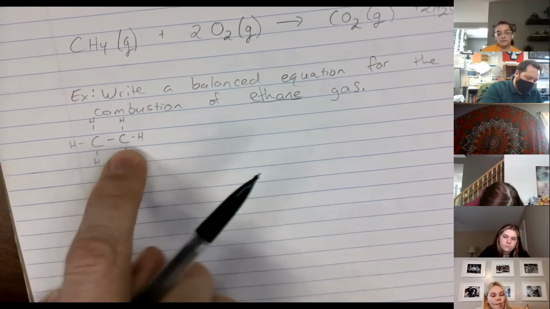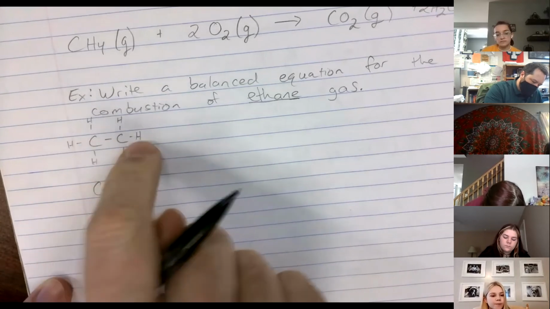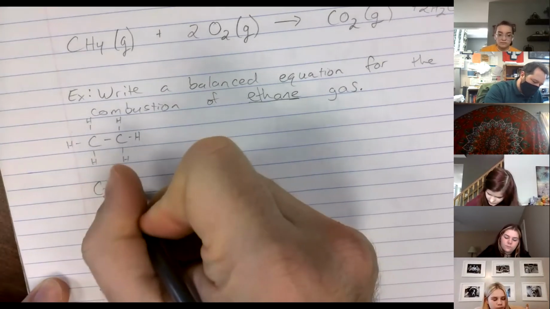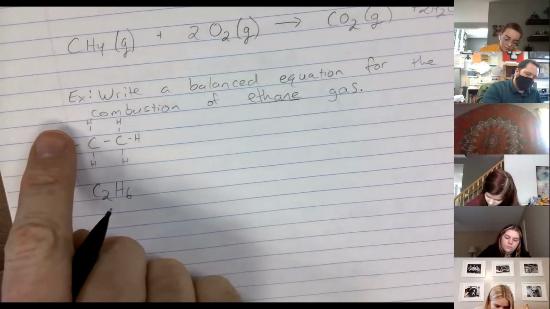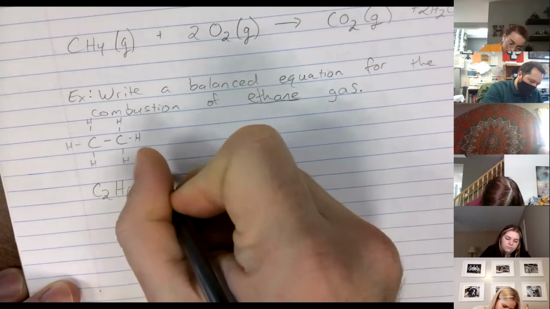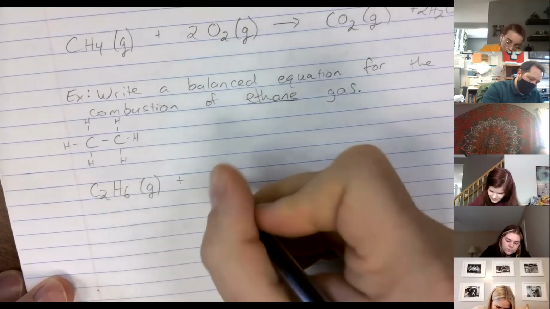All right, why did I do that? Well, now I can count. 2 carbons, 6 hydrogens. It tells me it's a gas. Might as well use that knowledge right off the bat. It's a gas. The rest of it is pretty easy.